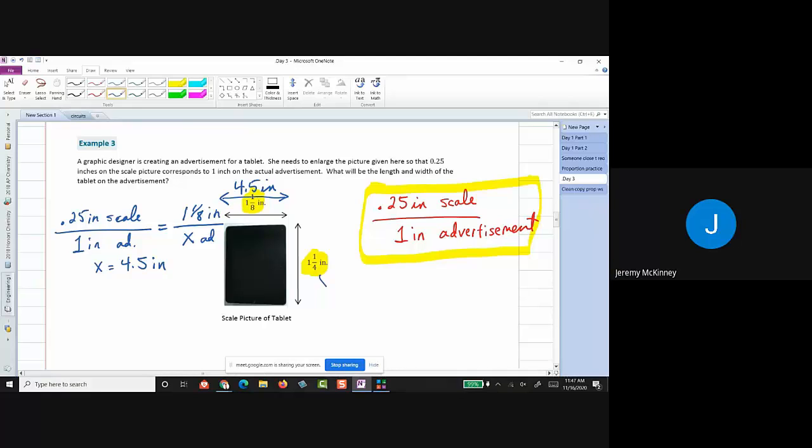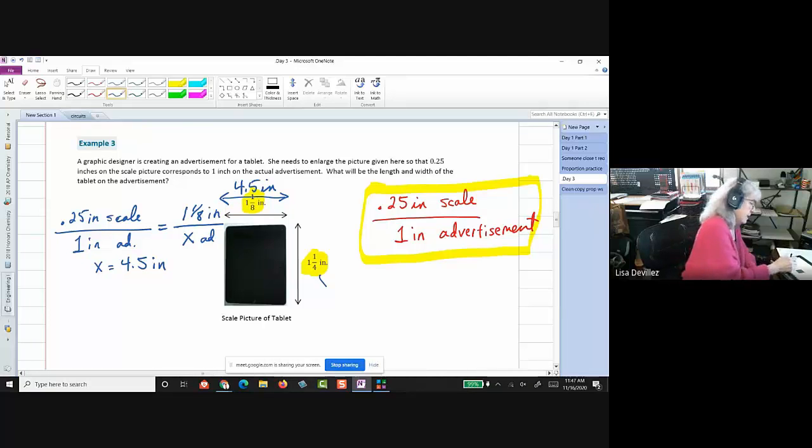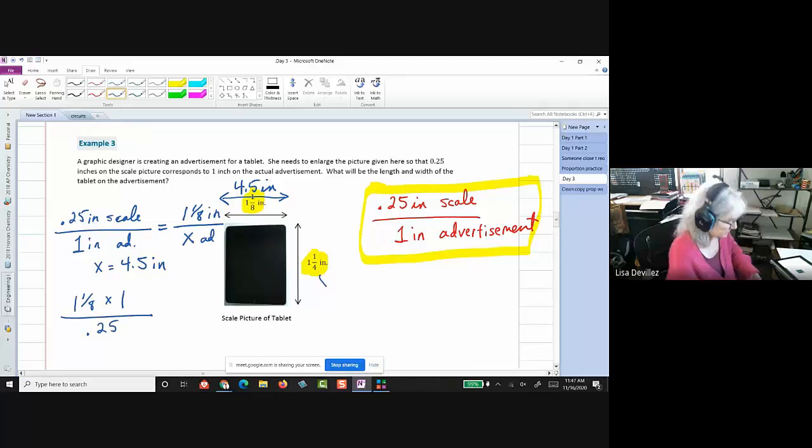Did you multiply the 0.25-inch scale factor by 1 over 1/8, or did you divide that? I did 1 1/8 times 1 and then divided by 0.25. Okay, thank you.